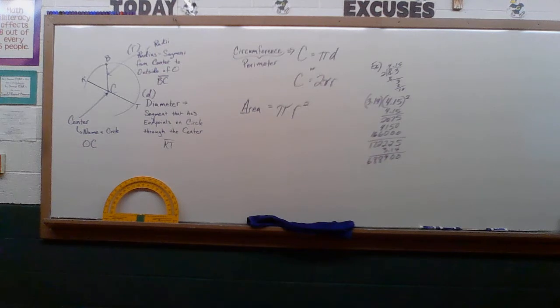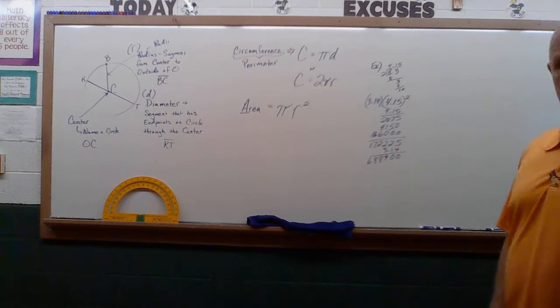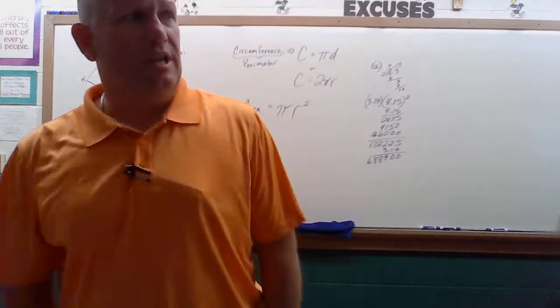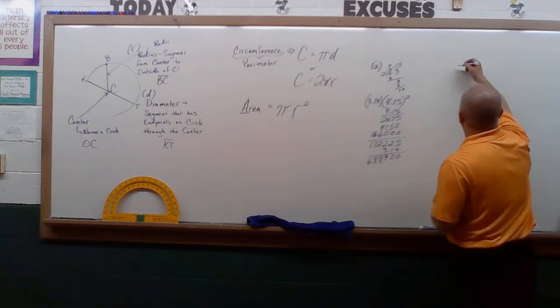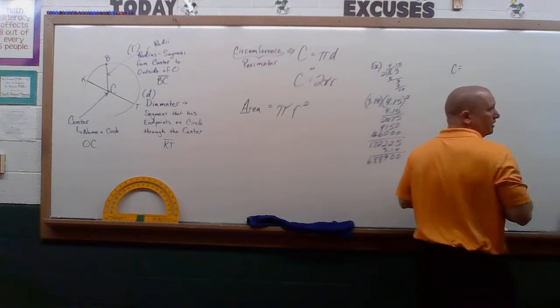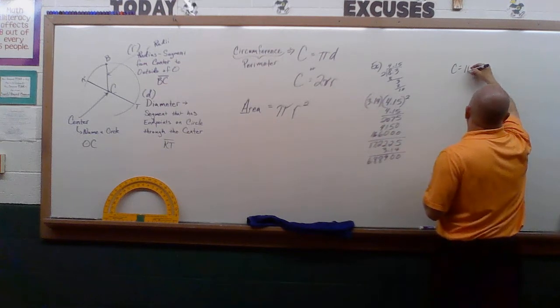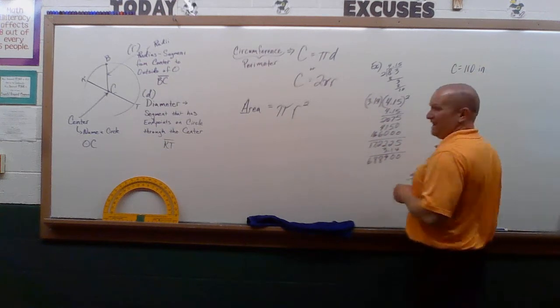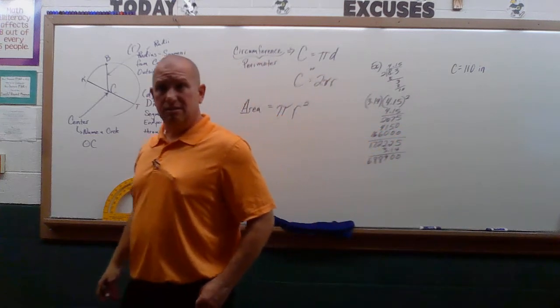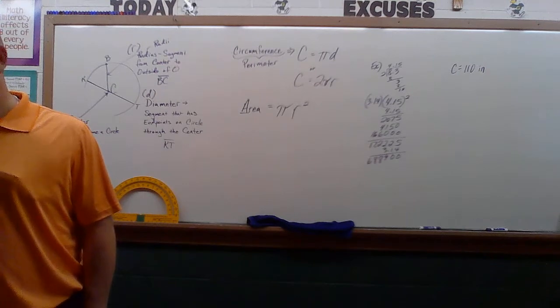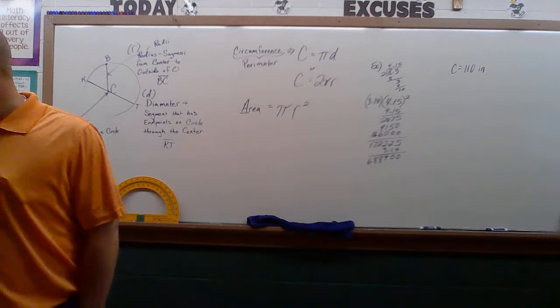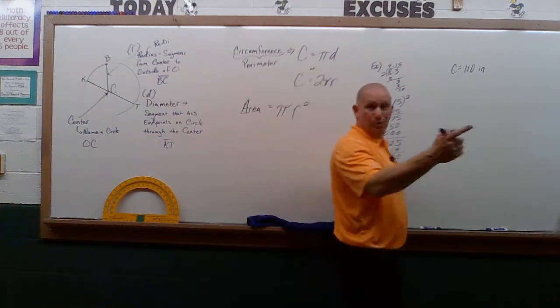So find the area. So we're going to find the area of that circle, right? So if I know that the circumference is 110 inches, what's the area of that circle I need to find? So can I do this? We're going to go backwards, right? So we need a radius.